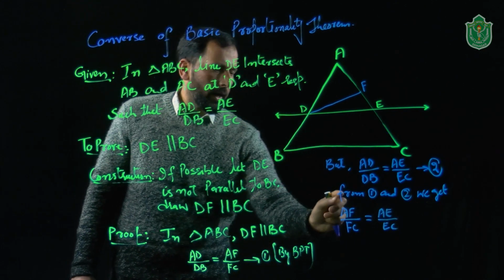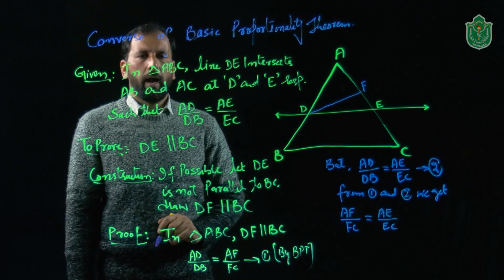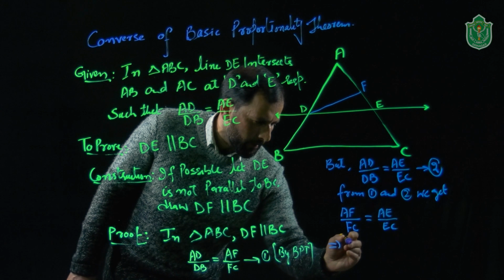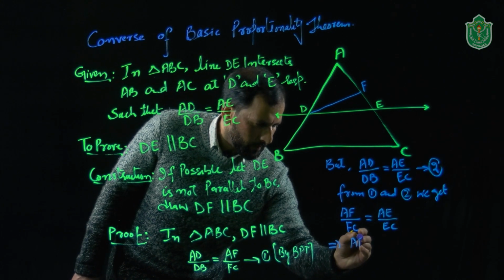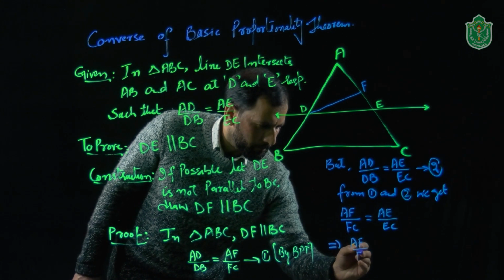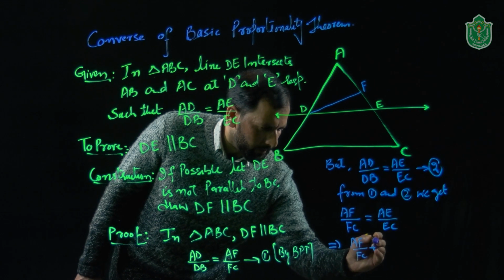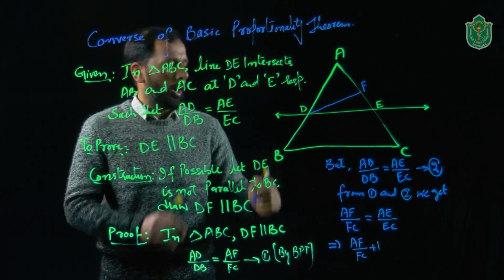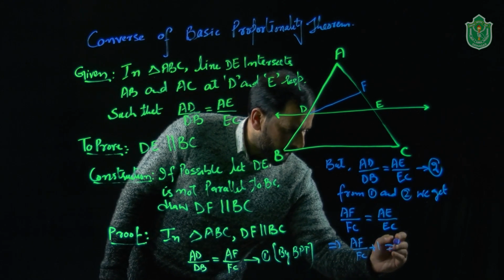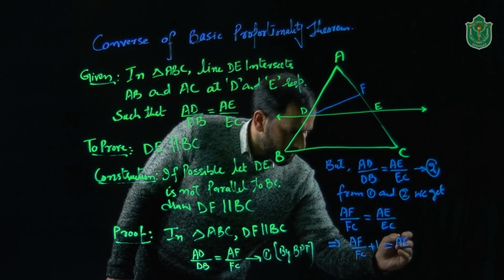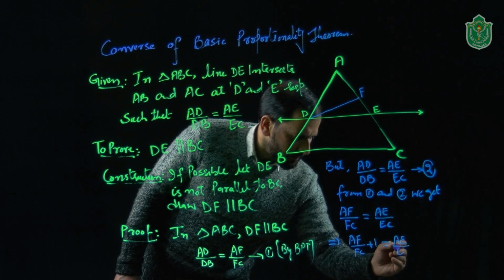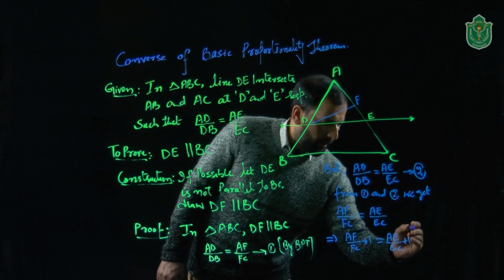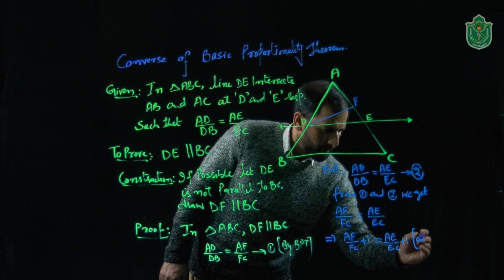Now we have here AF by FC equal to AE by EC. If we take one step further, AF by FC plus 1, we add 1 to the LHS and the same 1 to the RHS, is equal to AE by EC plus 1. So we are adding 1 on both sides.